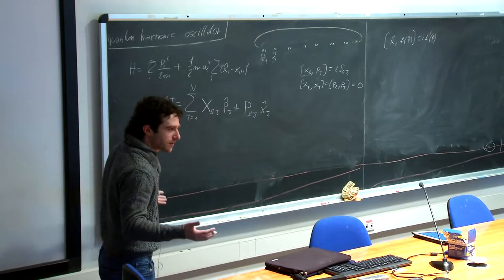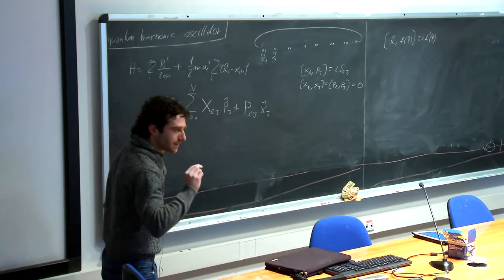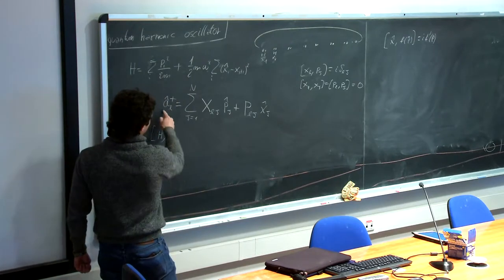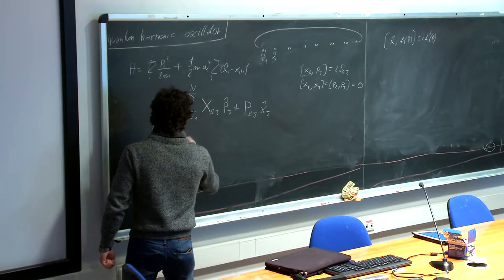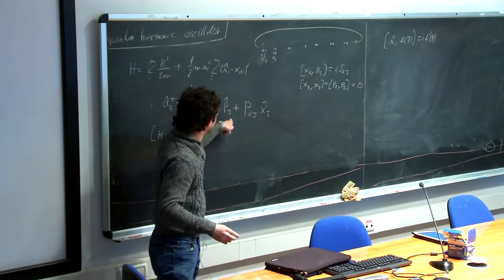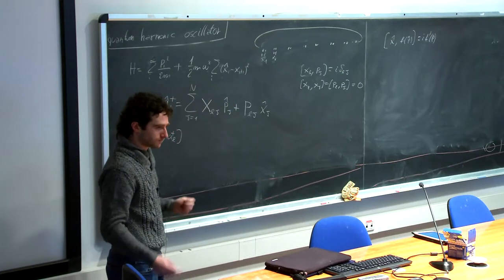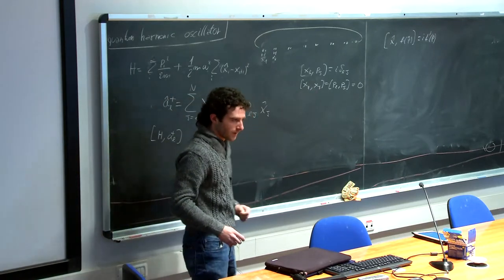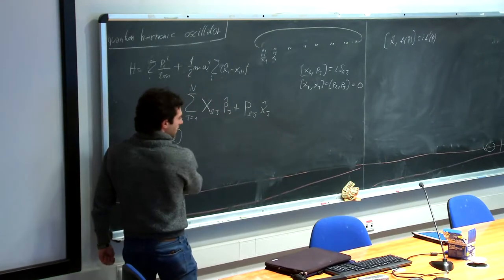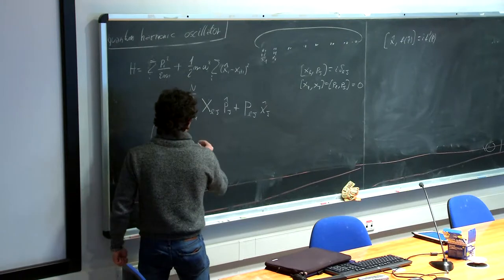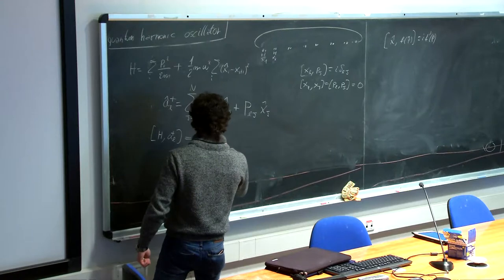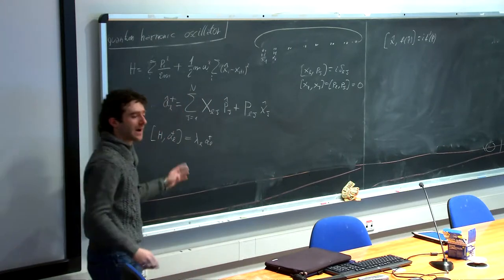I could define this kind of operators, and we can guess that when we compute the commutator between H and this kind of operators A_L, we will find a linear combination of P and X, right? Just because of that. So the idea is to try to solve an equation, which is the commutator between H and A dagger equal to some constant lambda_L times A dagger_L.